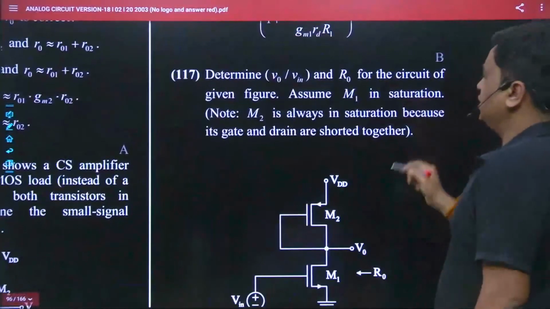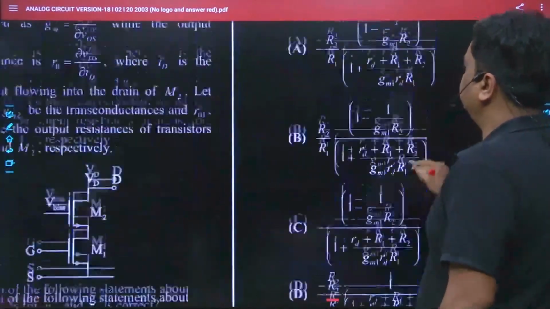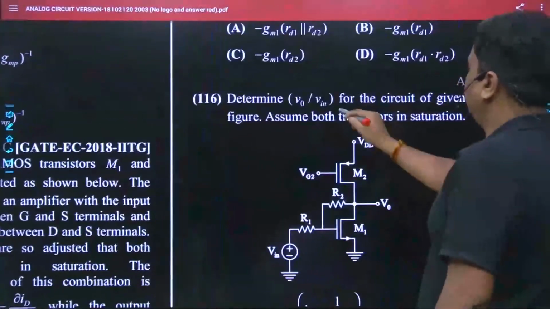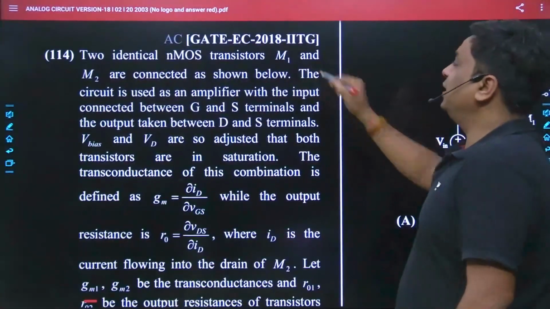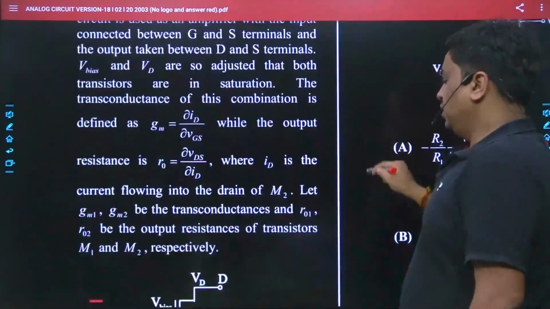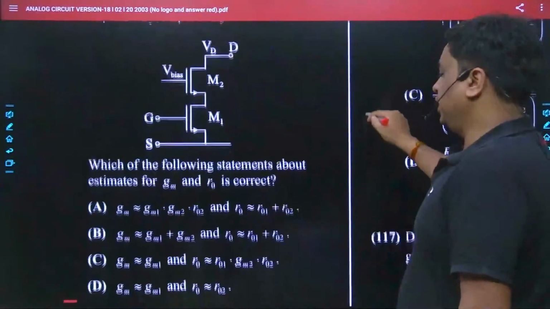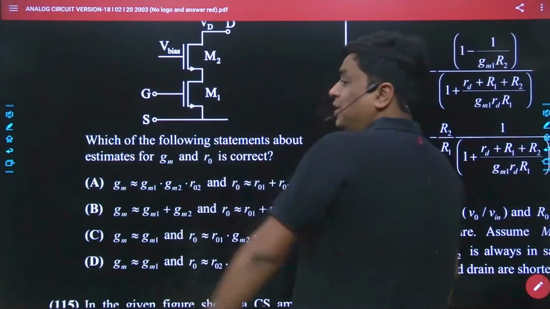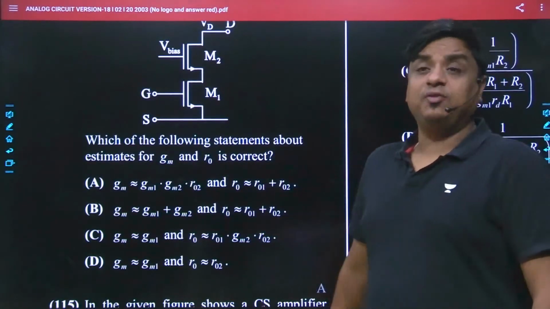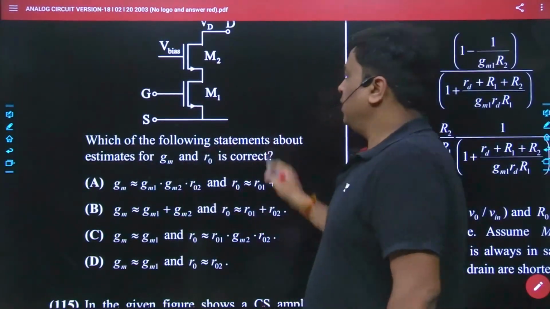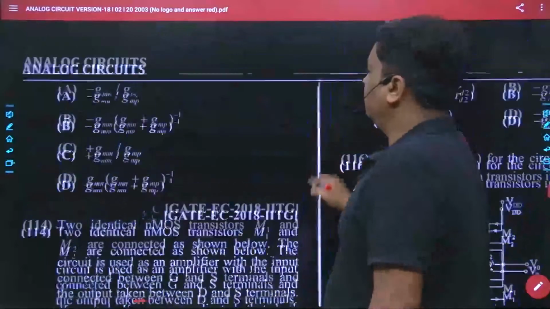Let's take another question as well. Determine V naught divided by V in. This has been a problem which had been experienced in GATE electronics 2018. What they had been seeking for? Effective transconductance GM, कि input voltage effective कितना current ID withdraw करेगा. Again, it had been a gain, so AC component.